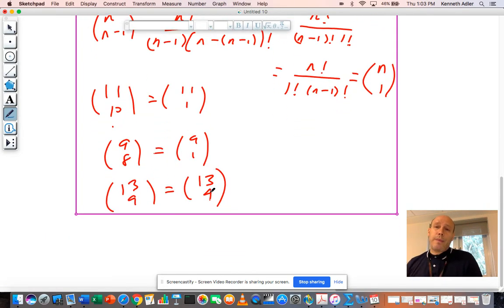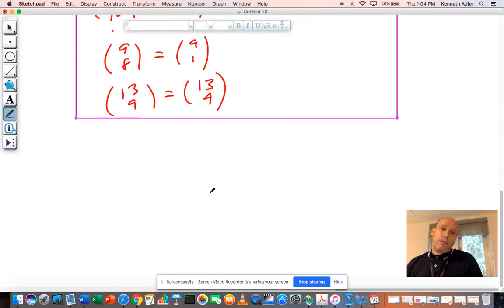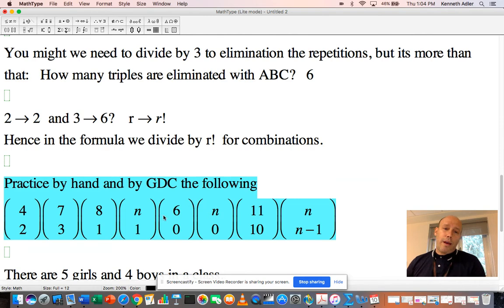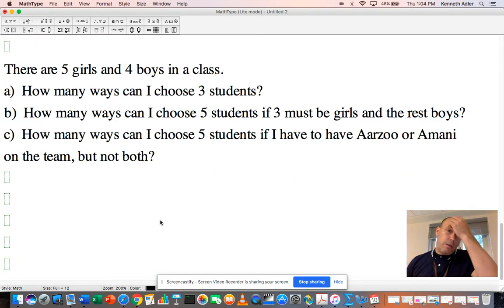Okay, let's do some of these problems at the end. So I asked you to take a look at these problems. There are 5 girls and 4 boys in a class. How many ways can I choose 3 students? How many ways can I choose 5 students if 3 must be girls and the rest boys? How many ways can I choose 5 students if I have to have Arzu and Armani on the team, but not both?